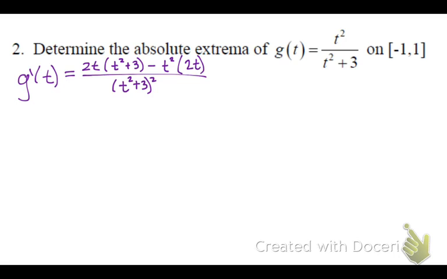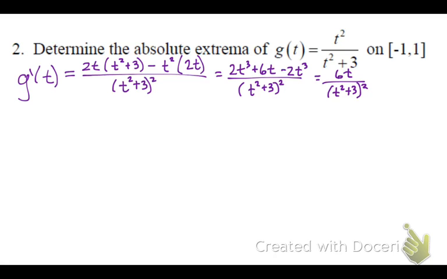So let's simplify this a little bit. If I distribute in the top, I get 2t cubed plus 6t. And then I distribute the t squared, I get negative 2t cubed, all over t squared plus 3 squared. Simplify one more time up at the top. The 2t cubes cancel, so I get 6t over t squared plus 3 squared. All right, so we found the derivative.